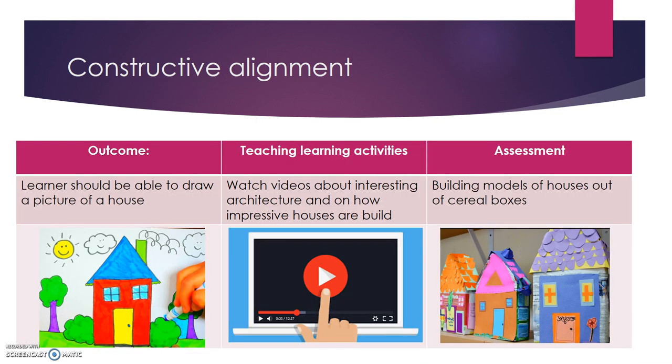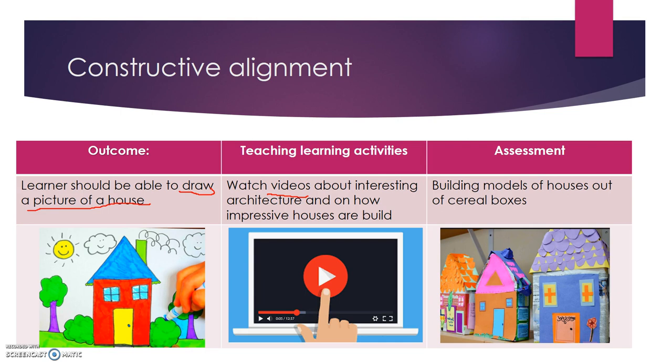So let us look at an example of how to do that. In this example, we said the learners should be able to draw a picture of a house. That is our learning outcome. Now the teacher is really creative and she finds some nice videos on how people build impressive houses and the architecture behind it. And she really makes that real life connection so that the learners can understand why we are learning about houses and why we are learning to draw houses.